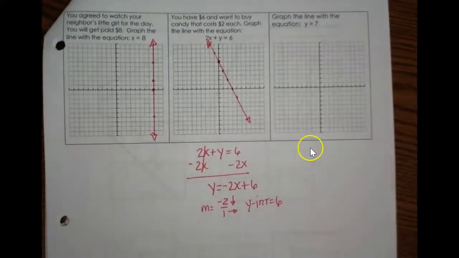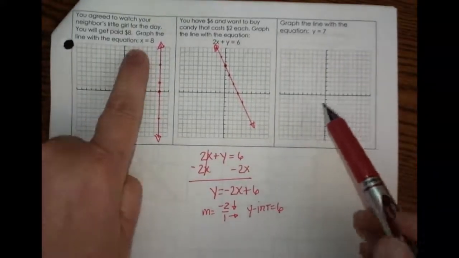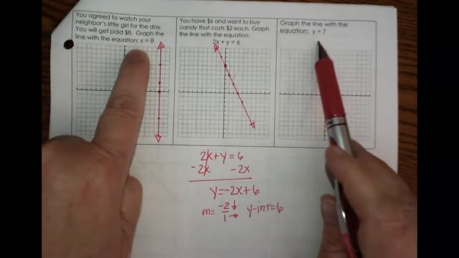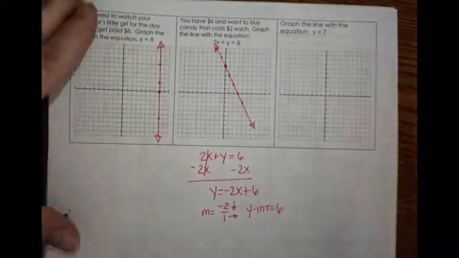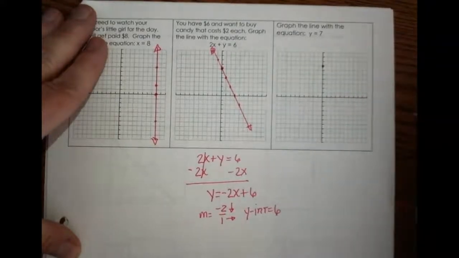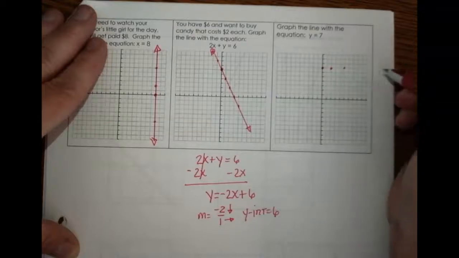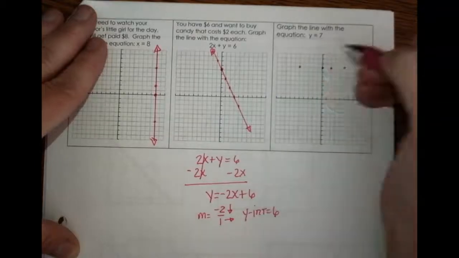This is very similar to this guy over here. This says x equals 8, but this one says y equals 7. So where is y 7? 1, 2, 3, 4, 5, 6, 7, right there. But is that the only place y is 7? Y is 7 in here, and y is 7 here, and y is 7 here.